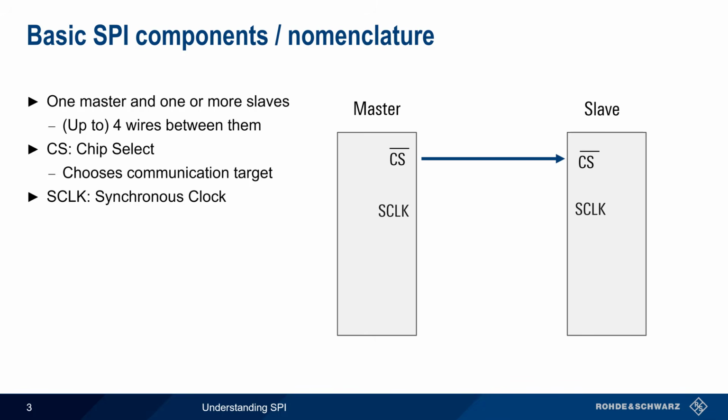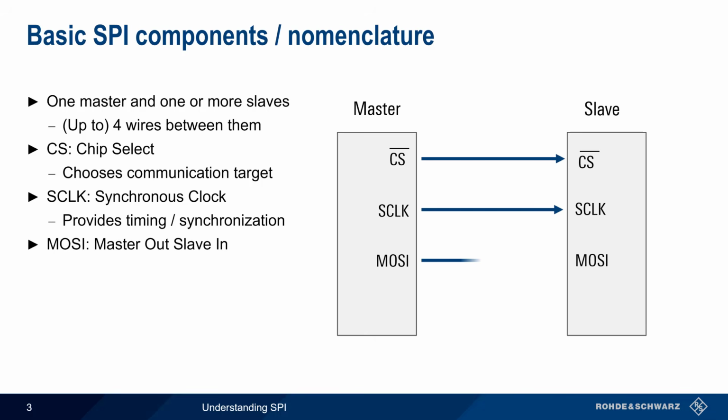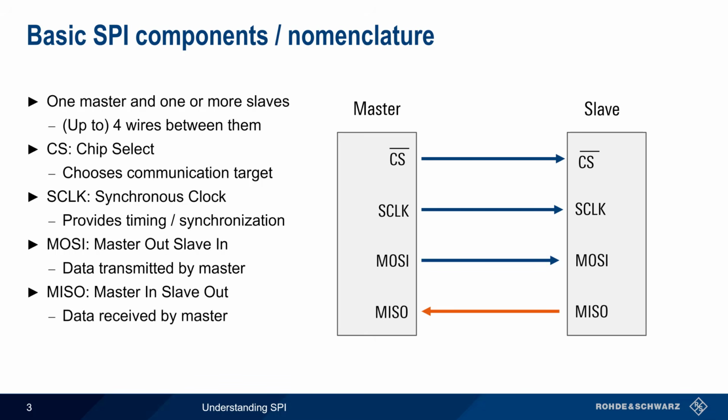The synchronous clock signal is used to provide timing and synchronization. Data from the master to the slave is sent on MOSI, that is, master out, slave in, and data from the slave to the master is sent on master in, slave out, or MISO. These are the names we'll be using in this presentation, but please keep in mind that there are many other names used for describing the components in SPI-based protocol systems.